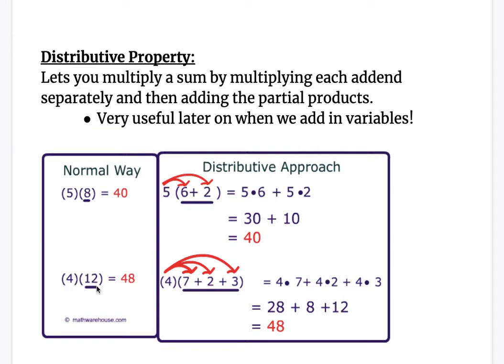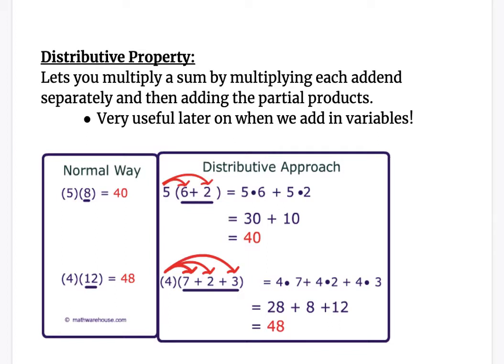With 4 times 12, which equals 48, we could break down 12 into 7 plus 2 plus 3. And then that 4 on the outside would need to be multiplied by everybody on the inside. 4 times 7 is 28, but that's not the entire product, right? That's only part of it. 4 times 2 is 8. 4 times 3 is 12. So we can add all of those partial products together to still get the entire product of 48.